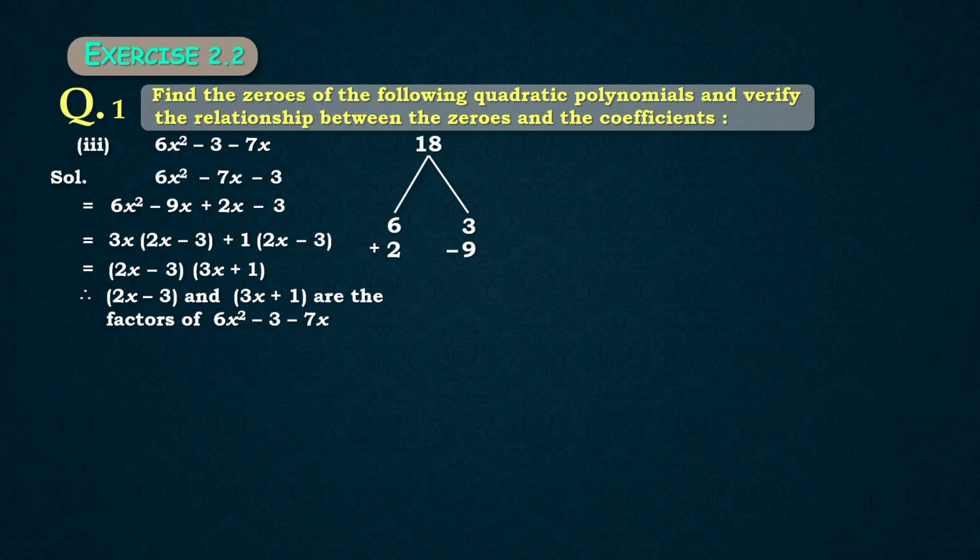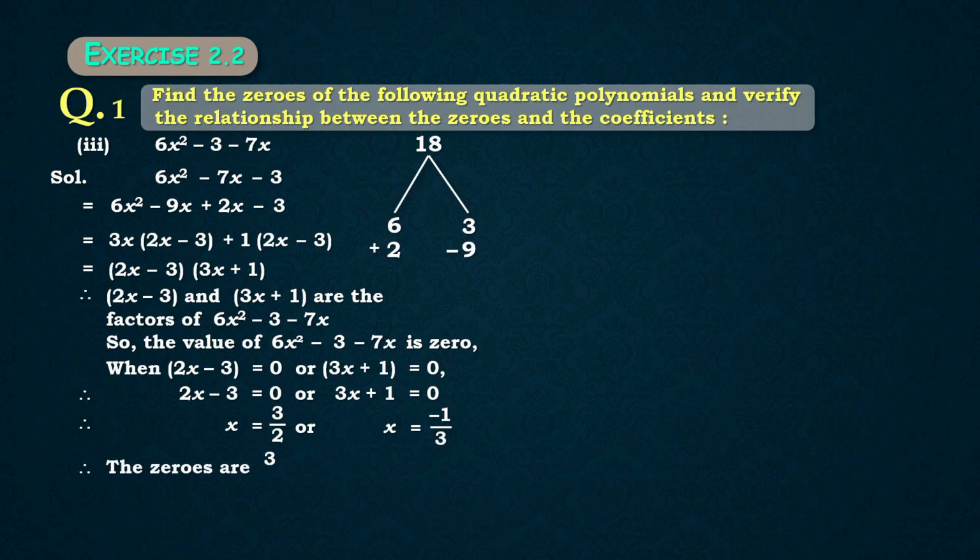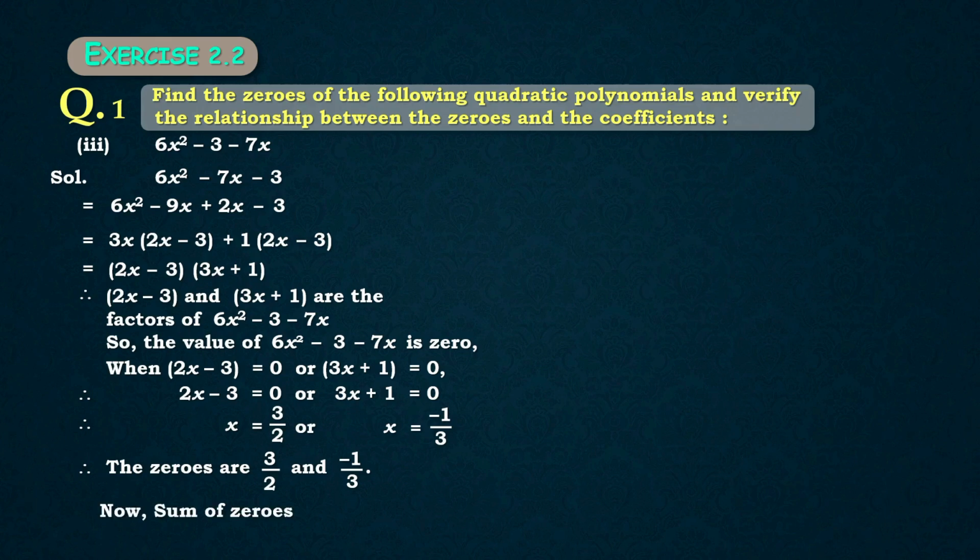Now, to find the zeros, we equate each factor to 0. First, 2x minus 3 equals 0. This gives x equals 3 by 2. Second, 3x plus 1 equals 0. This gives x equals minus 1 by 3. Therefore, the zeros of the polynomial 6x squared minus 7x minus 3 are 3 by 2 and minus 1 by 3. Now let us verify the relationship between the zeros and the coefficients.